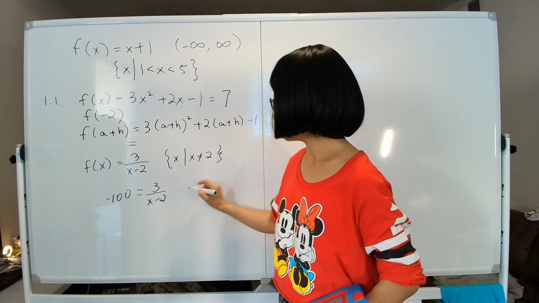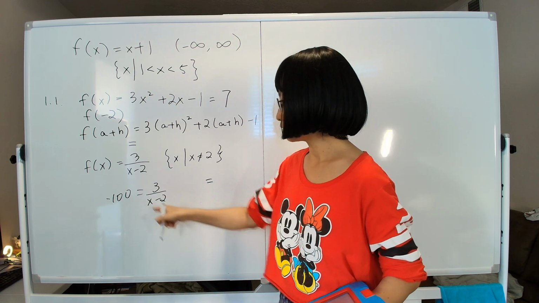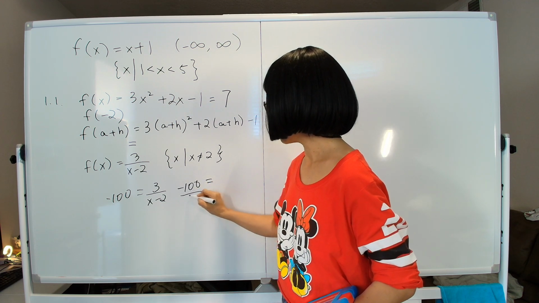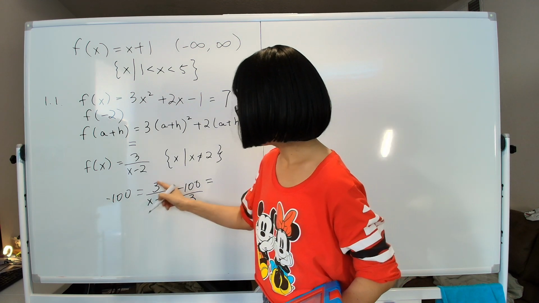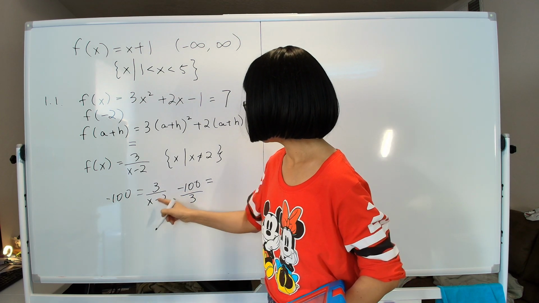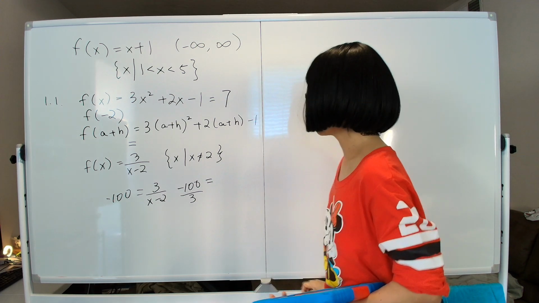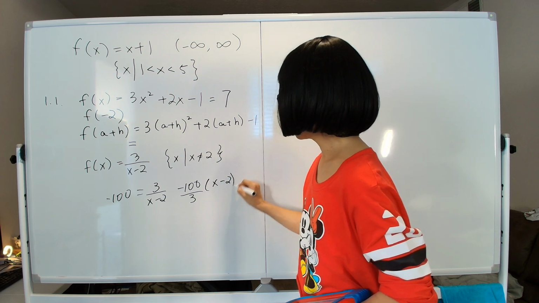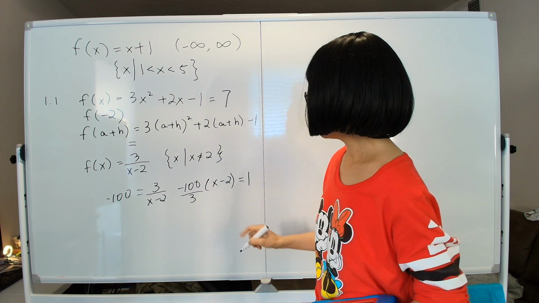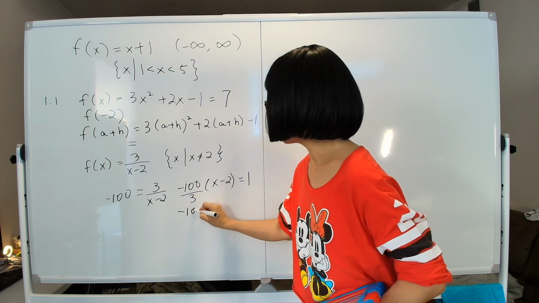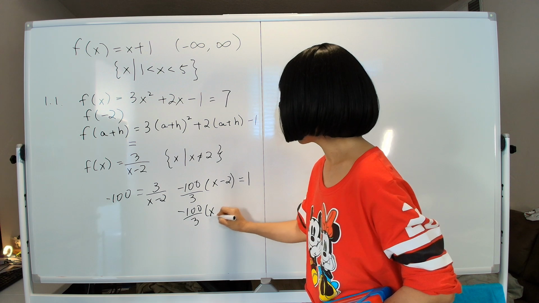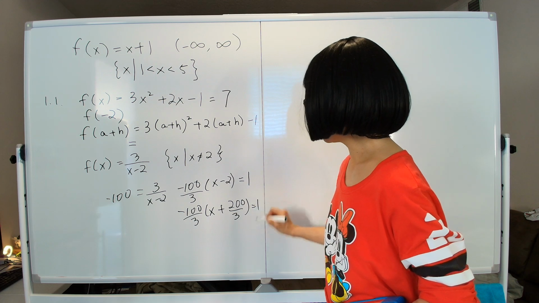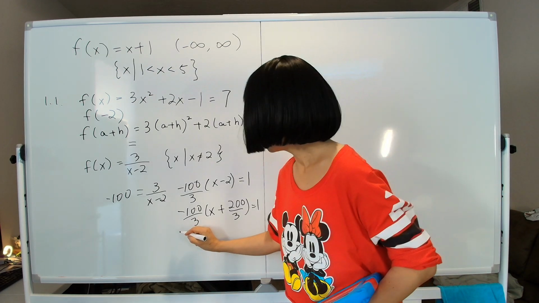Okay? So the way to do it is, here's the equal sign. You do so-called cross multiplication. That's one way. So you have minus 100 divided by 3, and then this goes down, times x minus 2, and that equals 1. Then you have to multiply this out. So we have 1 equals minus 100 over 3 times x plus 200 over 3.